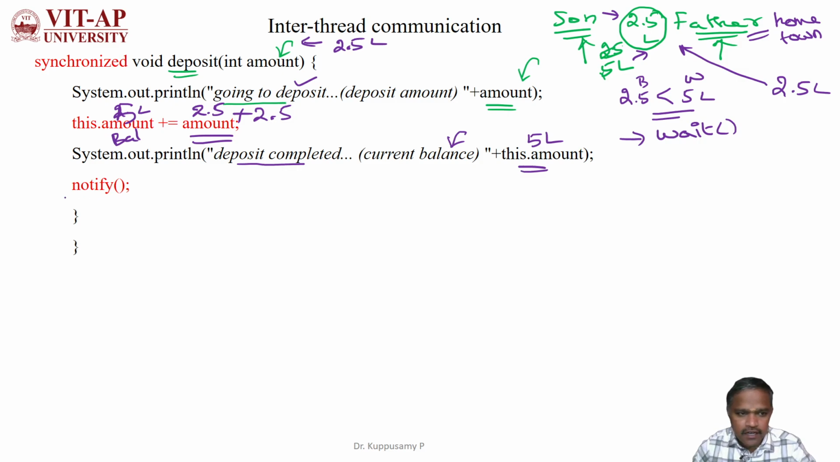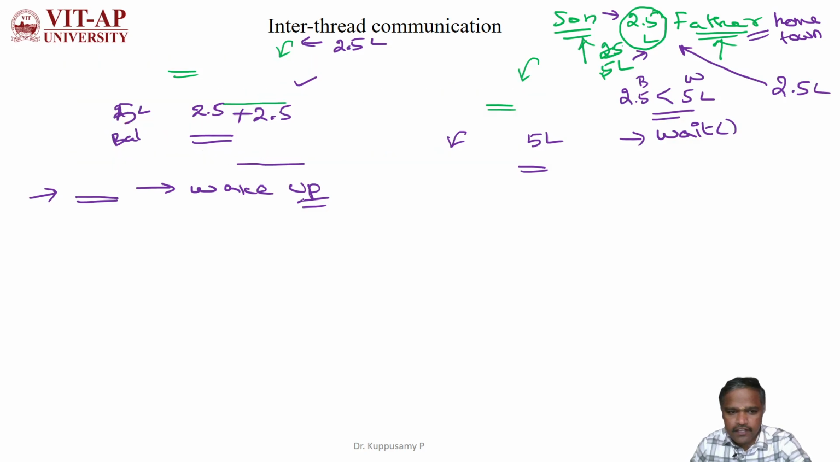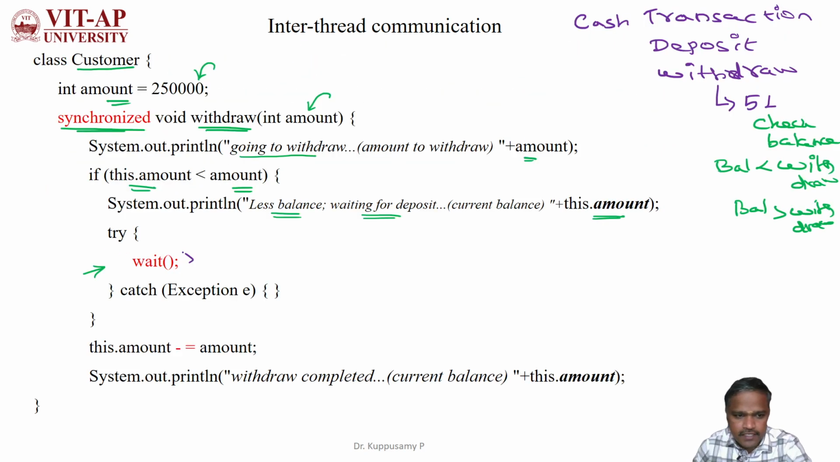Now we are introducing the notify method. Once the notify method is invoked, it will call or wake up the waiting thread. Okay, so it wakes up the waiting thread. The waiting thread here is the withdrawing thread. You look at that, this is waiting here. That withdrawing thread is now woken up by the deposit thread by using the notify method.